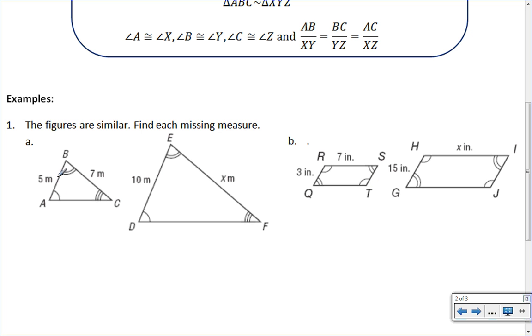So I see one side here in the small figure is 5 meters. And then I see the side that corresponds to it in the big triangle is 10 meters. So 5 meters over 10 meters. And now back to the small triangle. I see that this side is 7 meters. And then the side that goes with it in the big triangle is X meters.